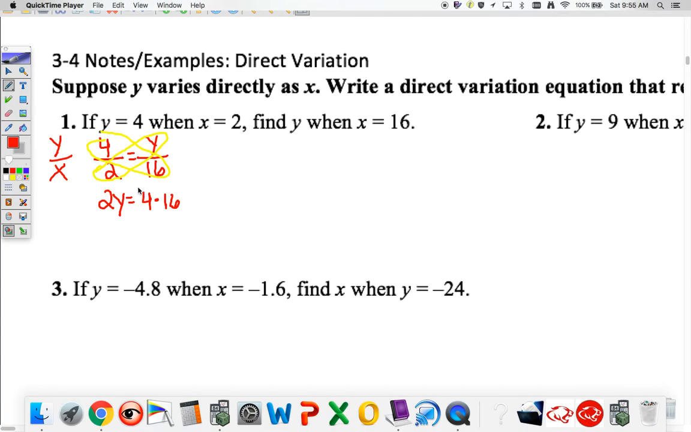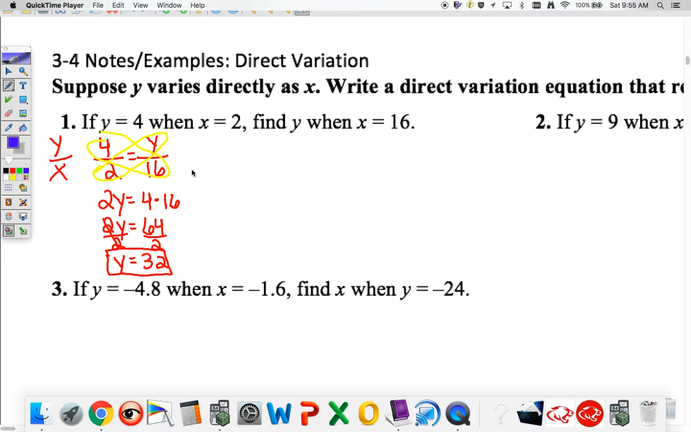Okay, so get your calculator, do 4 times 16. And when you do that, you'll get 2y is equal to 4 times 16. When you type that in, it should get 64. Divide both sides by 2. And we end up with y is equal to, okay, you just type that in, 64 divided by 2, and you'll get 32. So y equals 32. You're halfway done.